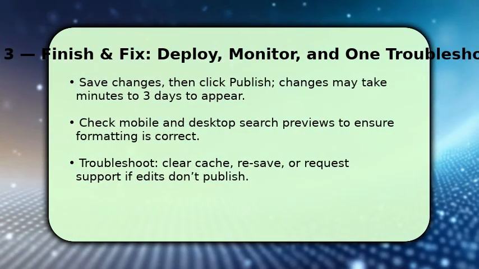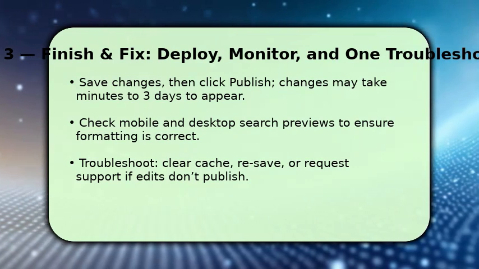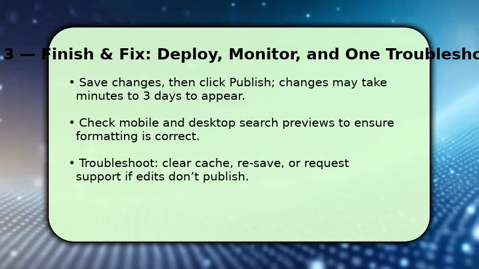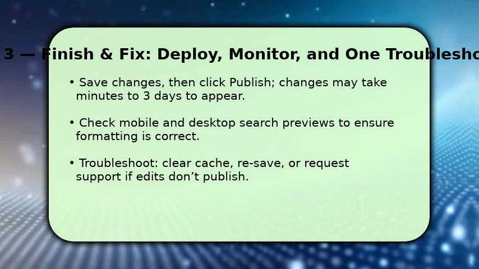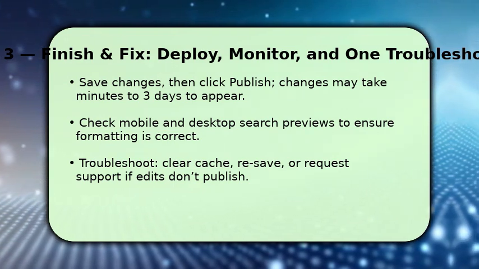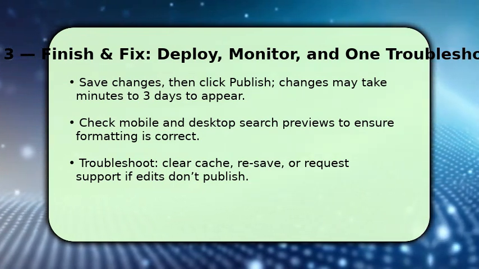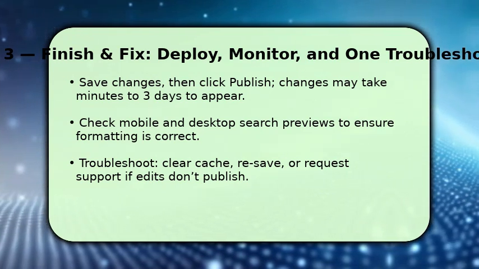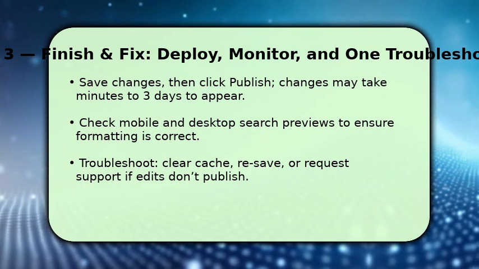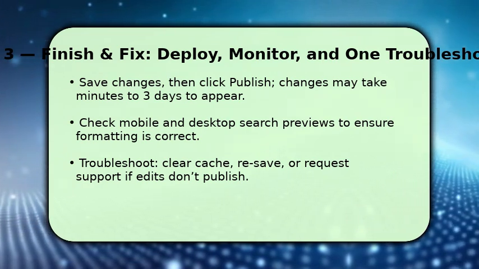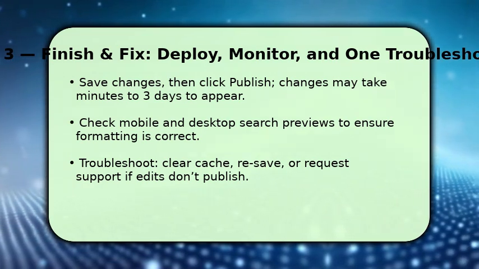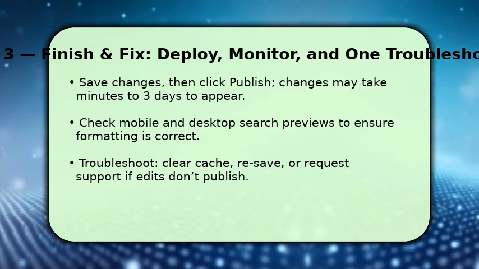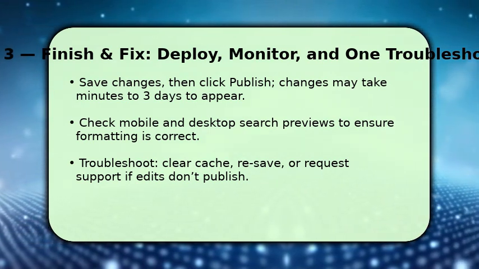Google often reflects updates within minutes, but allow up to 3 days for full propagation. Once published, check both mobile and desktop search previews to confirm formatting, images, and prices display correctly. If an item fails to update, clear your browser cache and reopen the profile, then resave the menu. If problems persist, request support through the Help menu or contact your account manager. This resolves permission.